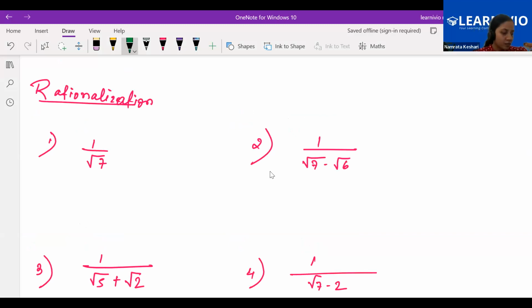Yes, ma'am. Okay. So rationalization quickly we have covered in the previous class, and we were discussing that rationalization is removing the square root sign from the denominator. For that, whatever is possible we will do. So for the first one, we can multiply by root 7 in the denominator. But we are not allowed to do multiplication only in the denominator. If we are dealing with a fraction, we are bound to do the multiplication in the numerator as well.